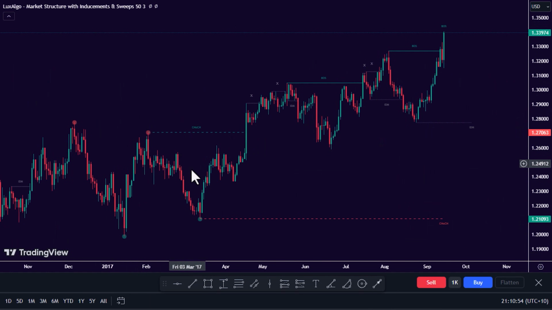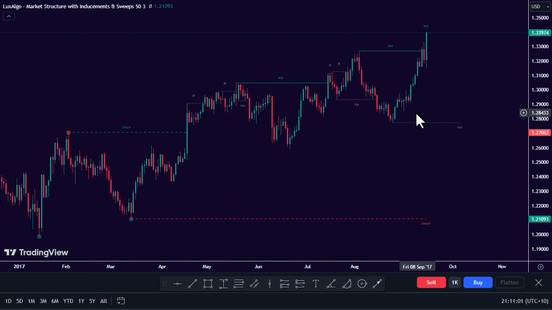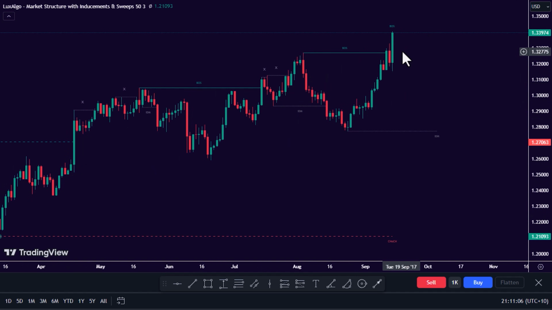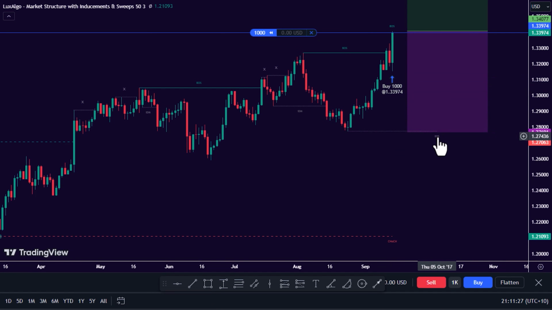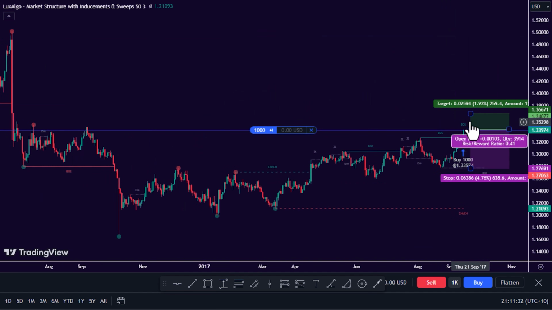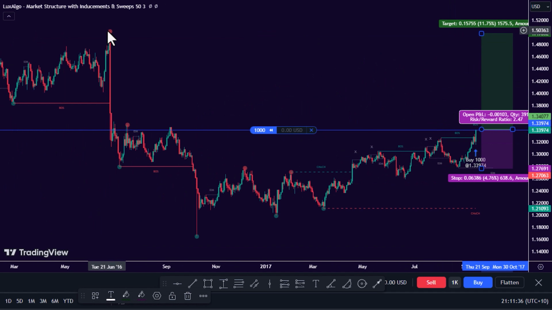How can the market structure with inducements and sweeps indicator be used to trade a bullish market? To ride a bullish trend with the indicator, we need to watch out for a strong bullish breakout above the green BOS, break of structure, in the market. Next, traders need to execute a buy entry once the bullish candlestick closes up out of the BOS. Traders need to set stop loss lower below the IDM structure in the uptrend. Take profit can be set to the next major key level resistance in the market.